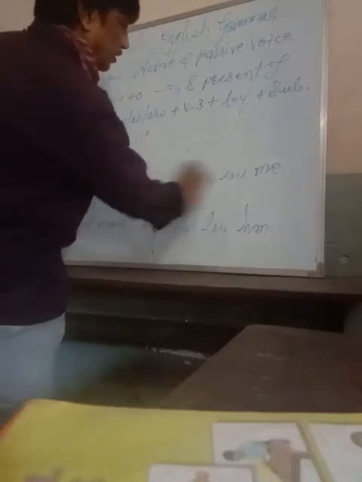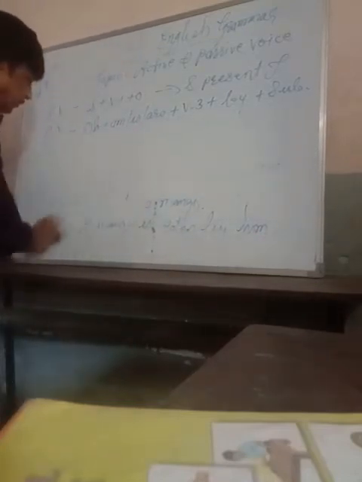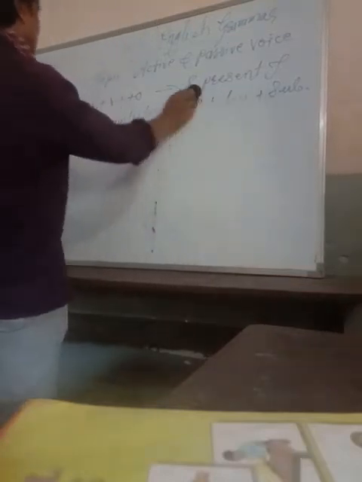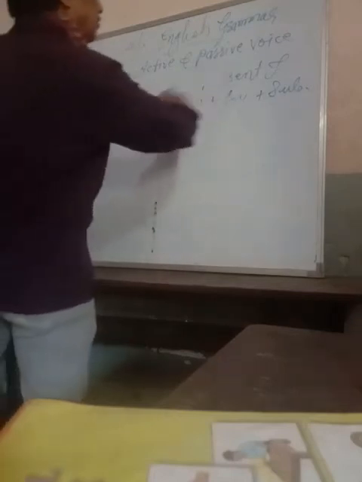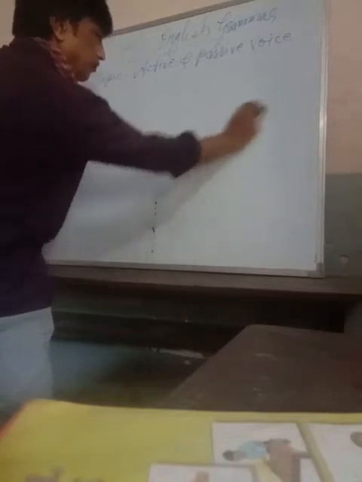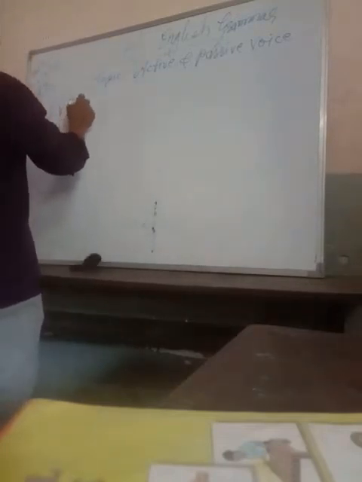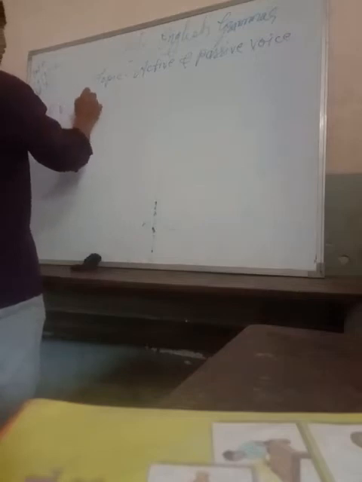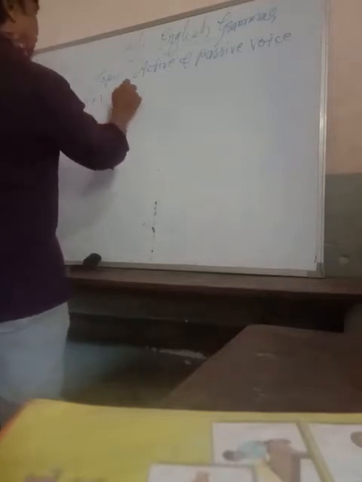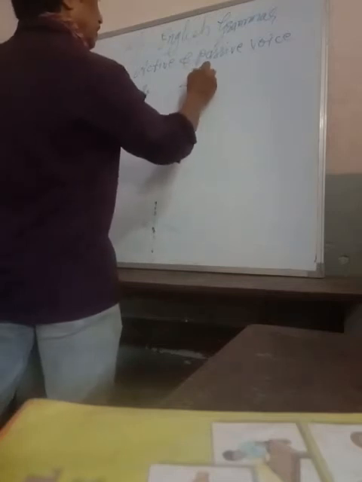Another example I am going to take. Now we are going to move to the next tense, and that is simple past tense. Simple past tense formula, first of all I am going to write here of active voice. Subject comes first, then V2. V2 means second form of verb, plus object. Quite clear. It's simple past tense.